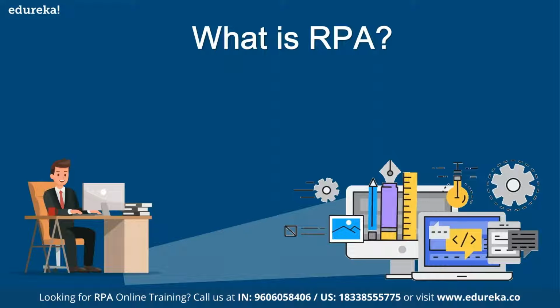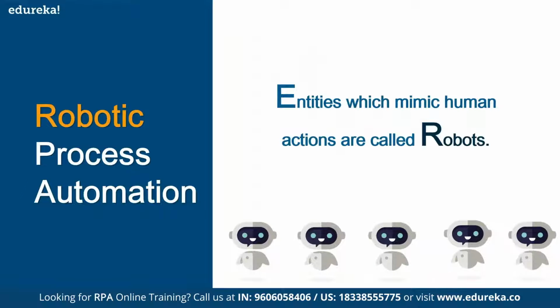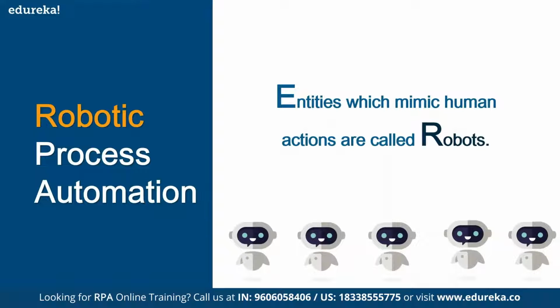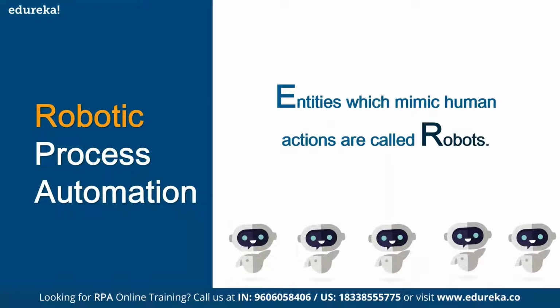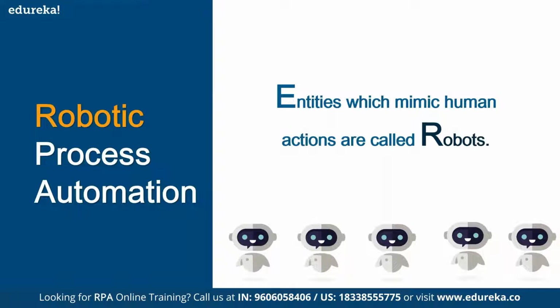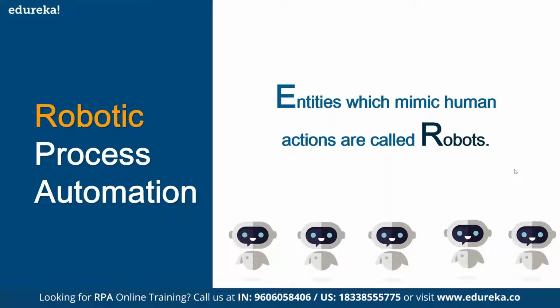In such tough situations, the savior is RPA, that is Robotic Process Automation. So then what is a robot? A robot is an entity which mimics human actions. Whatever manual things you do on your system to carry out a business process will be copied by that robot, and it does the same thing for you. It is a software entity which mimics whatever action you do on your computer.